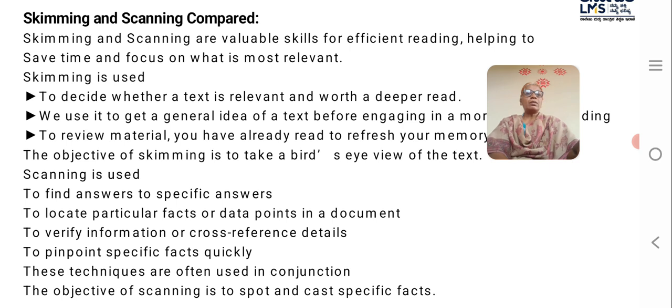There are differences between skimming and scanning. Both of them are valuable skills for efficient reading. Both of them help to save time and focus on what is most relevant. Skimming is used to decide whether a text is relevant and worth a deeper read. When you intend to do some research, you skim a text to identify whether the topics relevant to your research are found in the text or not. Only after skimming you go for reading deeper.